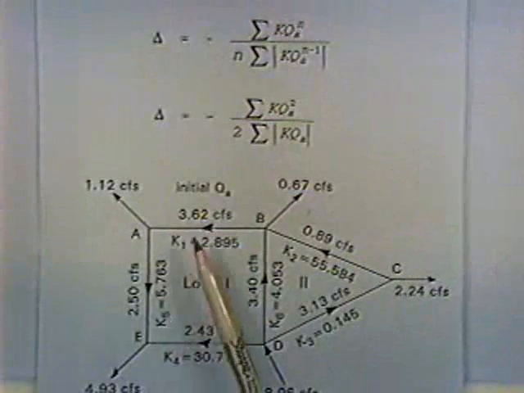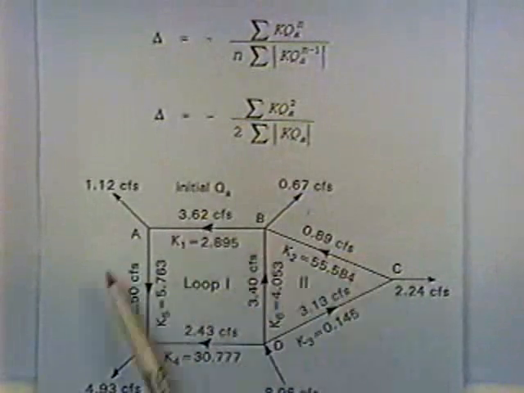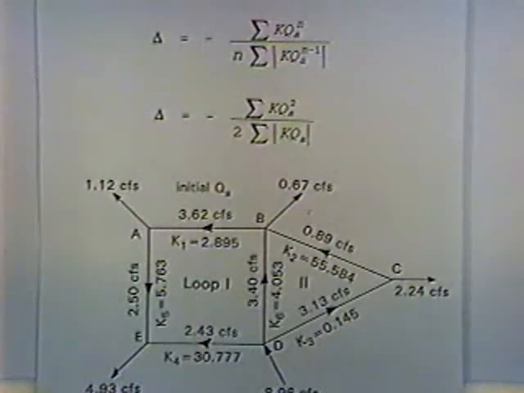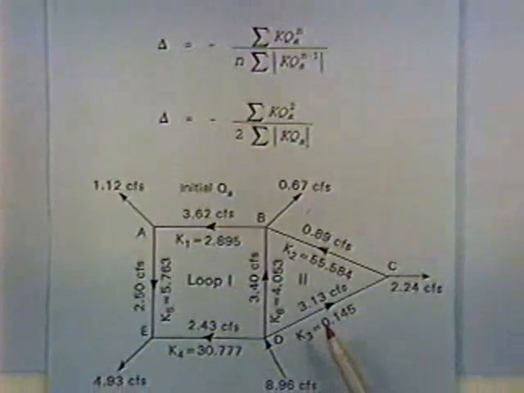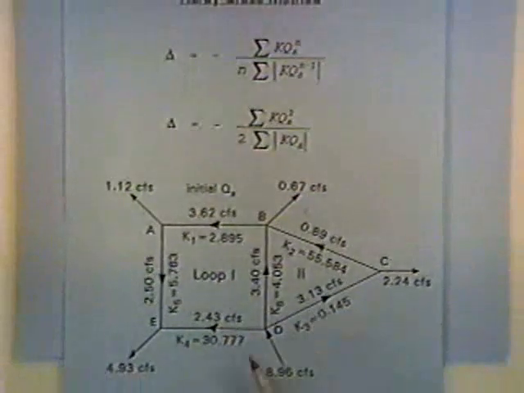And so these are my initial guesses. They're arbitrary, but they're not totally arbitrary. We've got to maintain continuity at each node. And so I've written on each pipe an initial guess of what I think the flow in that pipe might be, like 2.43 CFS. Now, that was arbitrary except for this: I've got to maintain continuity.